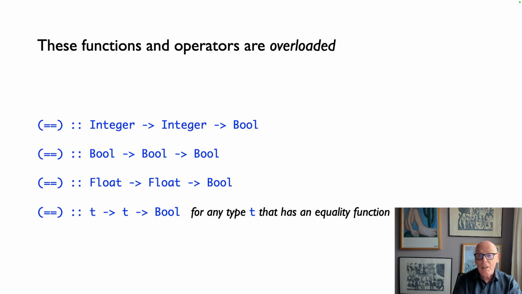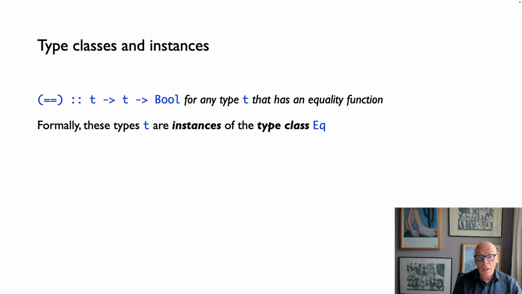Now that sounds a bit circular. What do I mean by a type T that has an equality function? How do we talk about that formally in Haskell? Well, the answer is we say that there is a type class, that's a collection of types, and we say that a type T is an instance of a type class Eq when it has an equality function. So it's really saying it's a member of that collection of types.